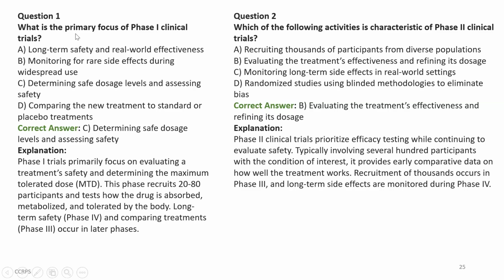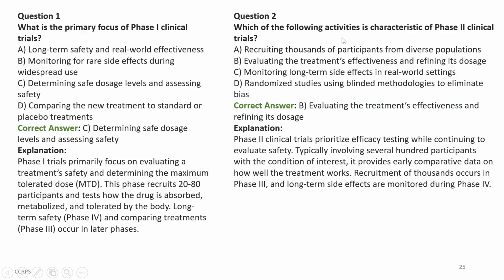Question 1. What is the primary focus of Phase 1 clinical trials? Dose and safety. So we'll be determining safe dosage levels and assessing safety, as Phase 1 trials primarily focus on evaluating a treatment's safety and determining the maximum tolerated dose, MTD. This phase recruits 20 to 80 participants and tests how the drug is absorbed, distributed, metabolized, and then excreted by the body.